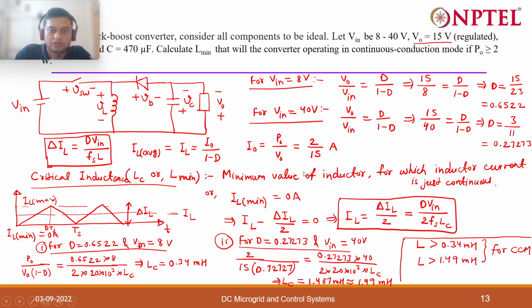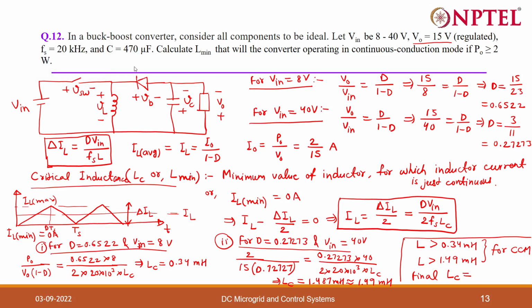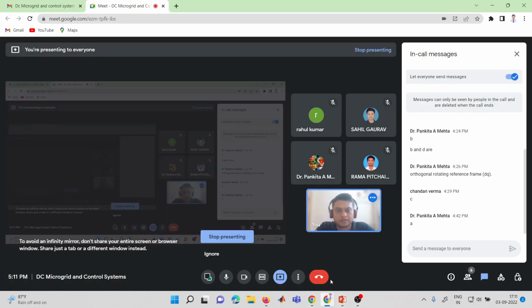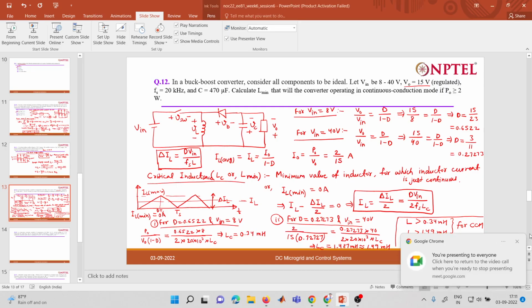So anyone can give the reply from 0.34 millihenry and 1.4 millihenry. What will be the answer? Final LC value. I want the final LC value. You can write your answer in the chat box. What do you think?